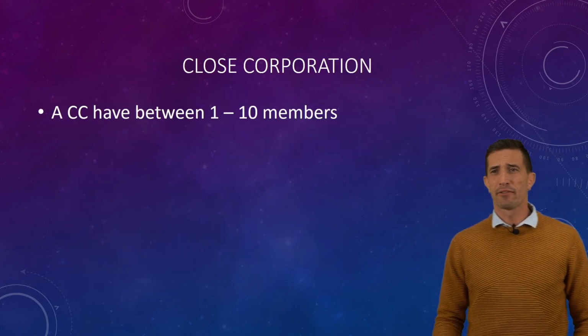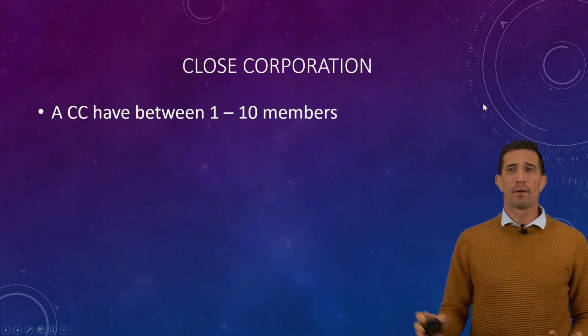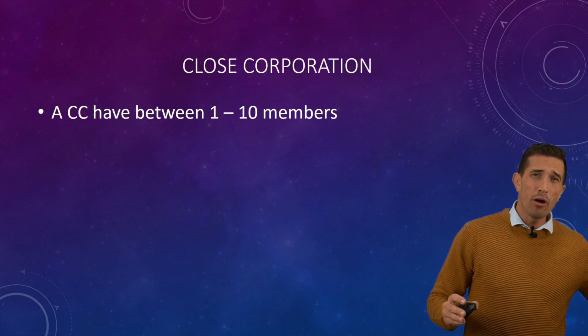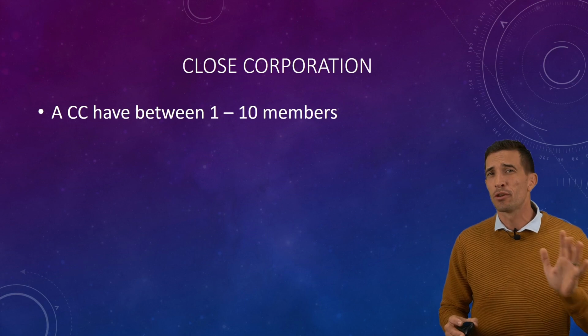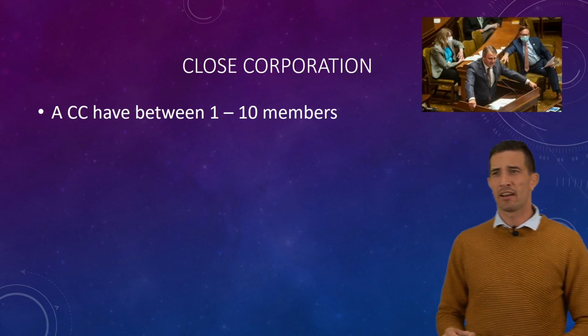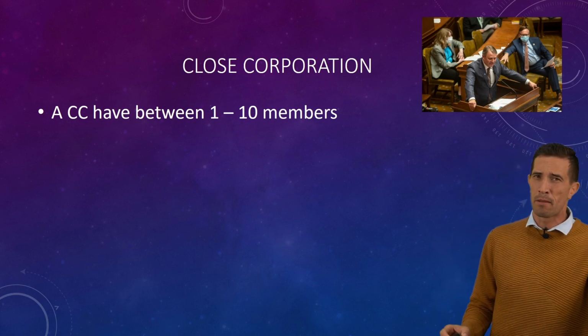Alright, let's look at some of the characteristics. A close corporation have between 1 and 10 members. Now we call the owners in this situation not owners or partners, but members. Alright, and I gave you a picture there of members of parliament so that you can remember it.